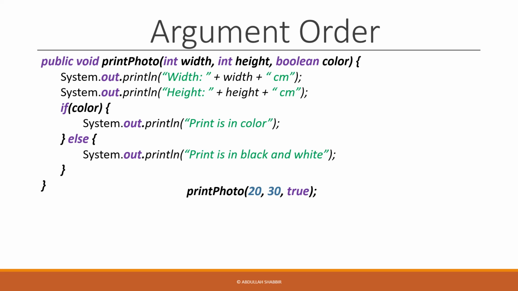Let's try calling our print photo function with different size and color arguments. Let's use the arguments 20, 30 and true. Can you guess what this output will be?